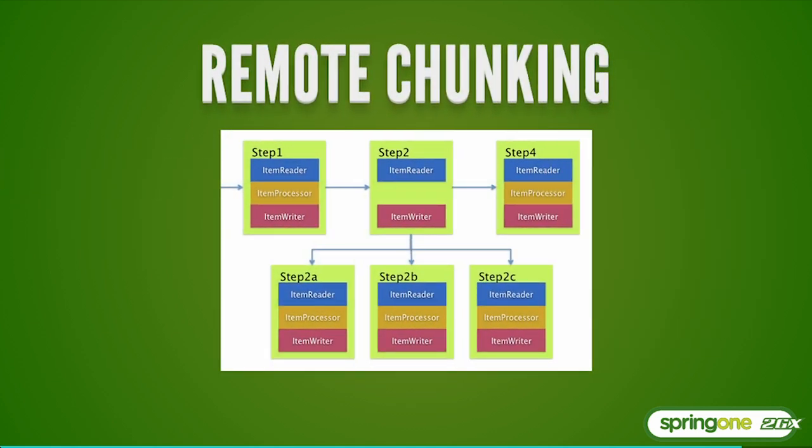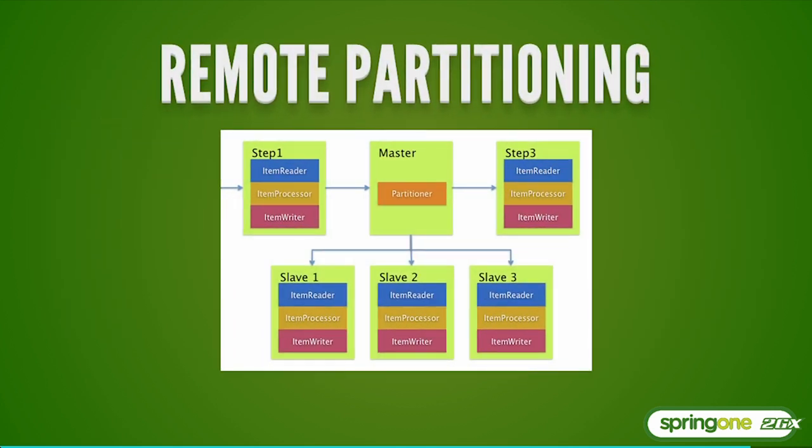We have remote chunking. So in this case, you've got a master-slave configuration. The master sends down the items to the slaves for processing. They're processed and then sent back to the master. Remote partitioning, all of the input and output is handled at the slaves as well. So the master only hands out the information needed, and then the slaves do all the work.